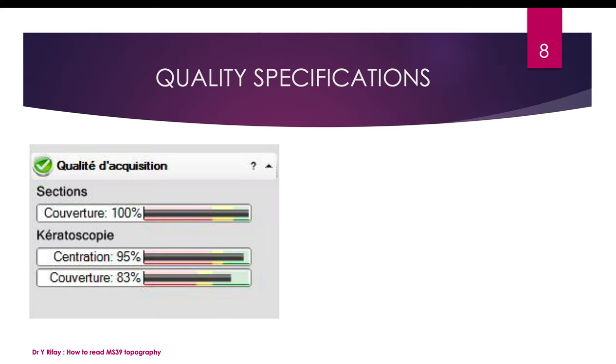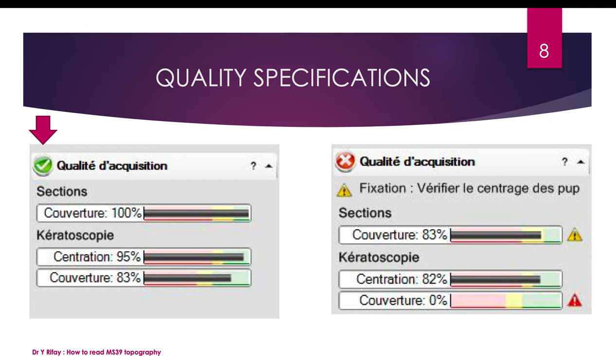Quality specifications. We can accept the examination if the quality is good, if the coverage of sections and keratoscopy is good and the examination is well centered, but we cannot accept it if there is a problem in fixation or in coverage of the sections of the keratoscopy. So in this case, in the right image, we cannot accept this image and we should recapture.